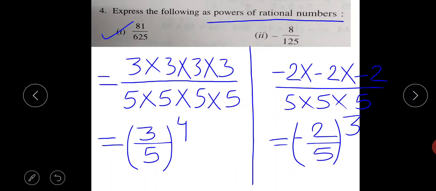Similarly, you can solve the rest of the parts of question number 1 to 4.